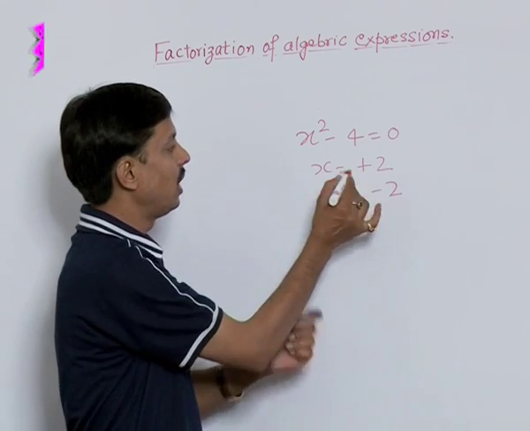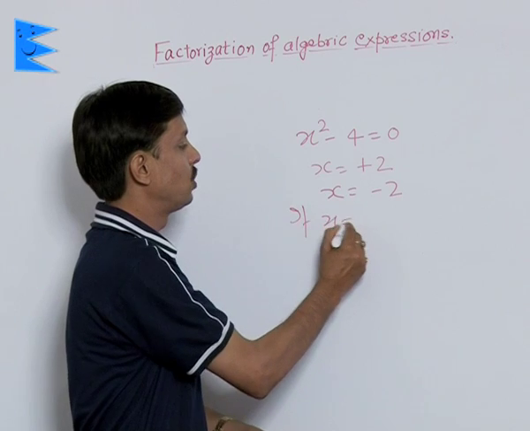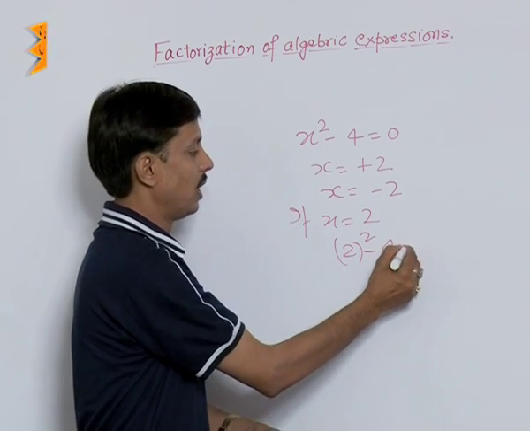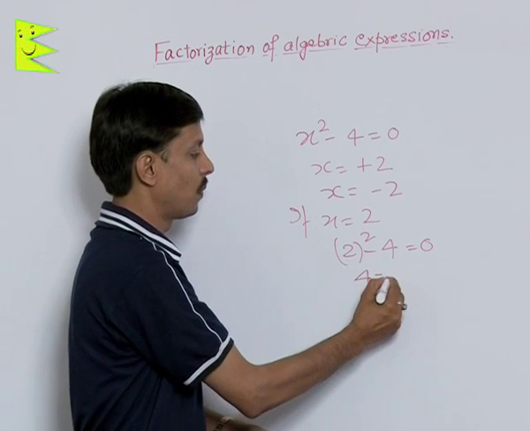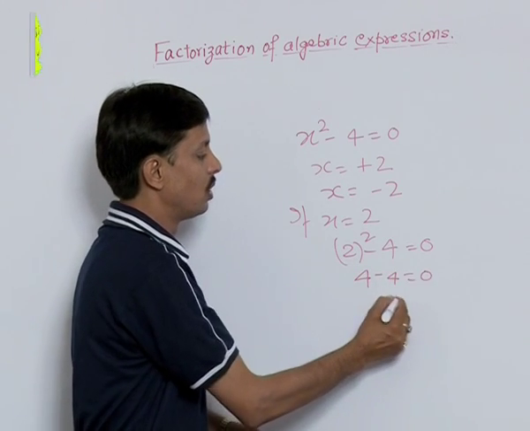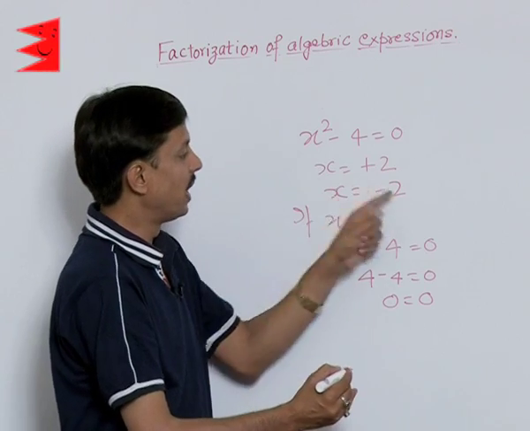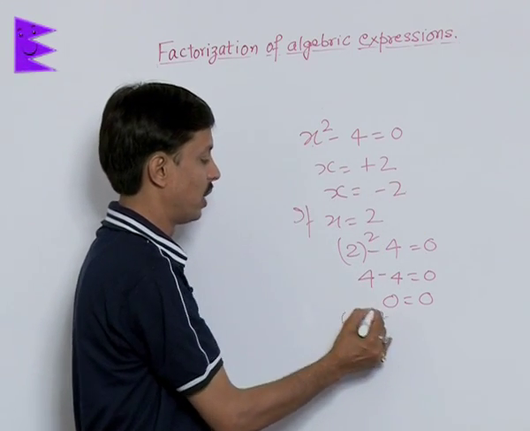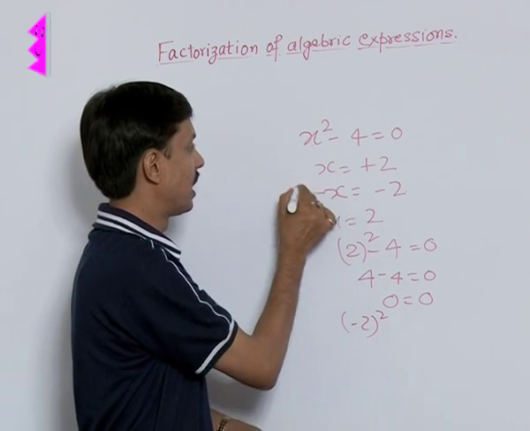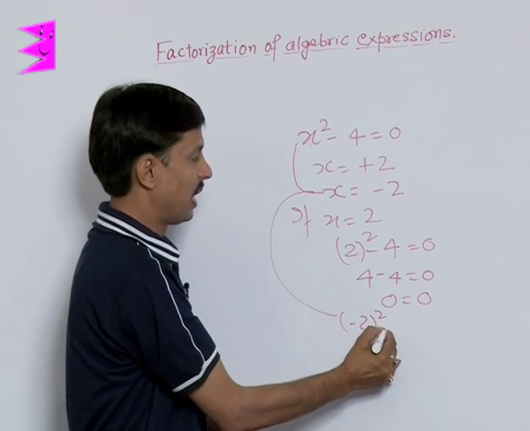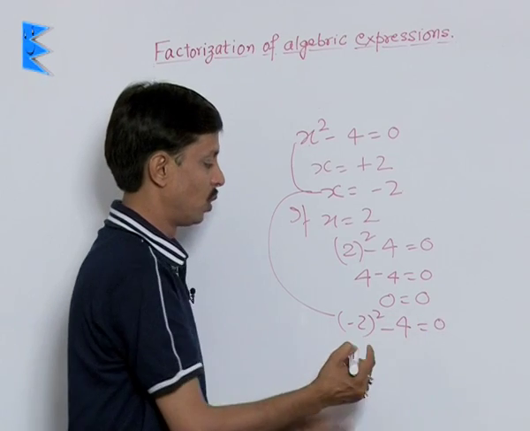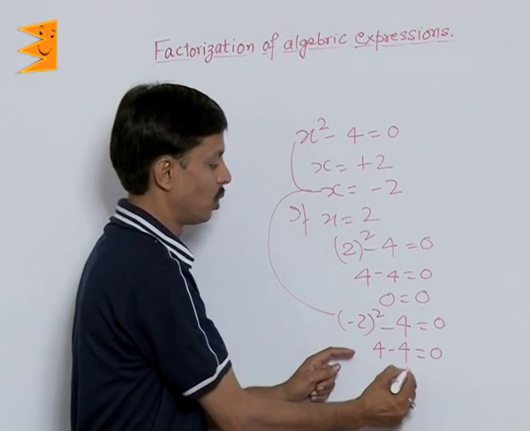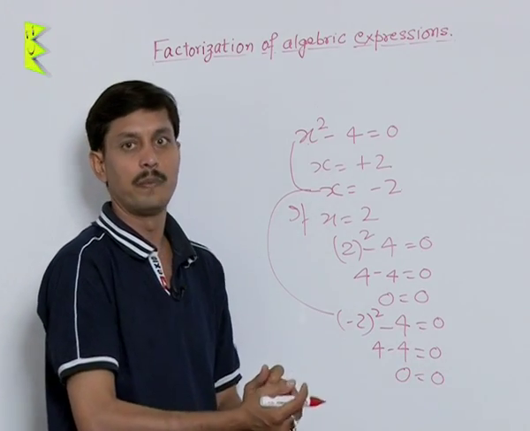You can verify: if you put x equal to 2, you will get 2 square minus 4 is equal to 0. 2 square means 4, 4 minus 4 is equal to 0, so 0 is equal to 0. If I take x equal to minus 2, in the second case, I am taking minus 2 whole square minus 4 is equal to 0. The square of minus 2 is also plus 4. Minus 4 is equal to 0, so 0 is equal to 0.